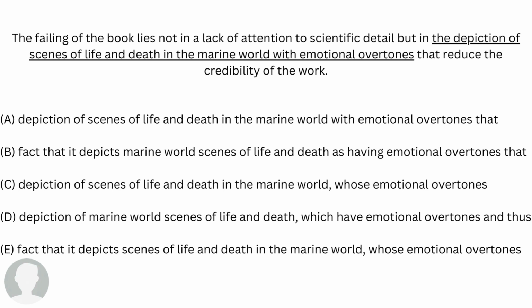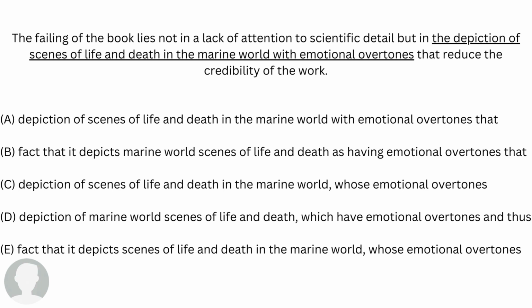D. Depiction of marine world scenes of life and death which have emotional overtones and thus reduce the credibility of the work. It is not a cause and effect scenario that there are emotional overtones and therefore the credibility of the work is reduced. It's like an observation that they made it with emotional overtones which have reduced the credibility of the work. And therefore, this sentence is longer, more complex, and unnecessary. So we can delete that.